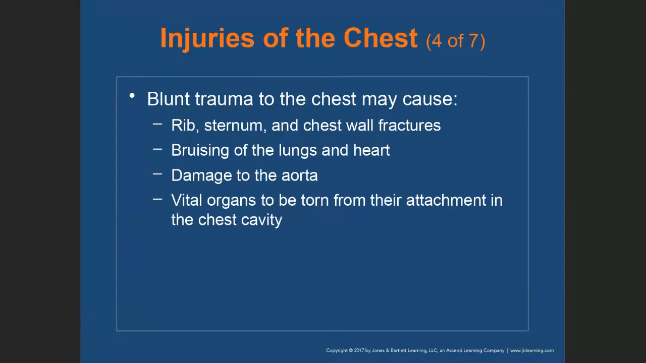Blunt trauma to the chest may cause rib, sternum, and chest wall fractures. Bruising of the lungs and the heart can cause damage to the aorta, and vital organs can be torn or partially torn from their attachment in the chest cavity.